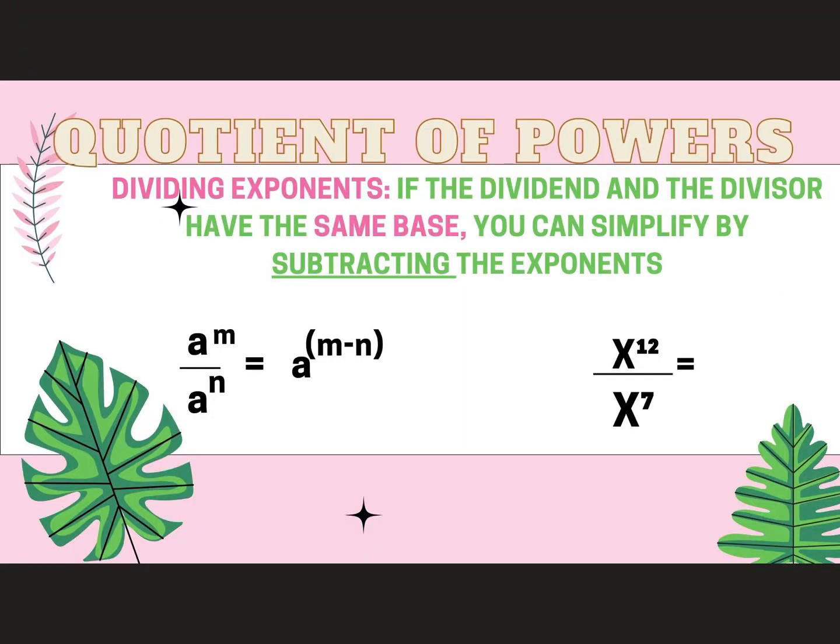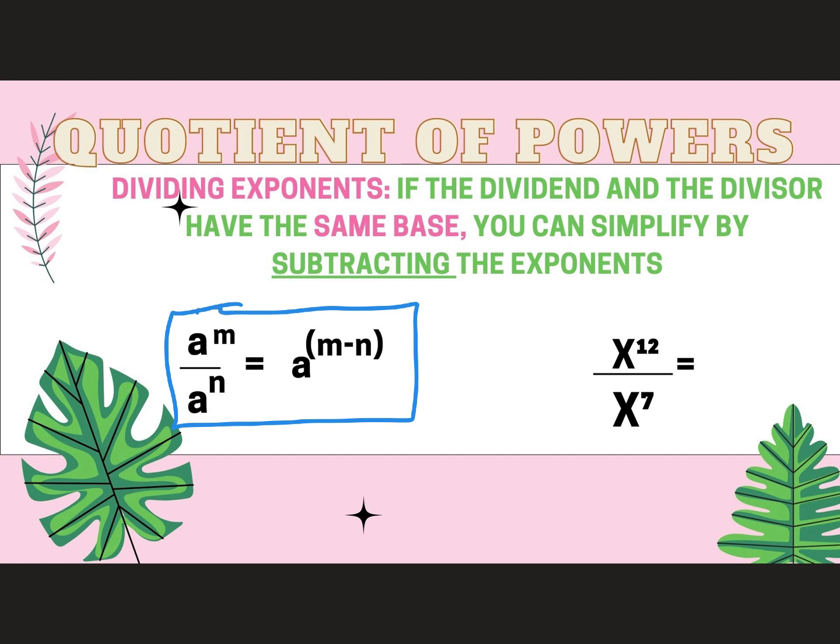So today we're going to take a look at the quotient of powers exponent rule. This is dividing exponents. Okay? What the quotient of powers says is if the dividend and the divisor have the same base, you can simplify by subtracting the exponents. This is the rule, the formula that you are going to see. It is available on your star chart.